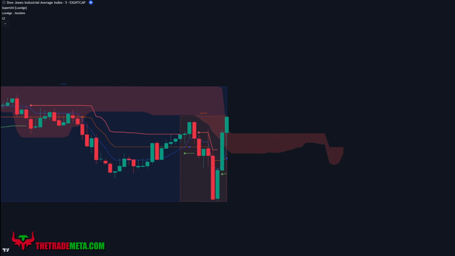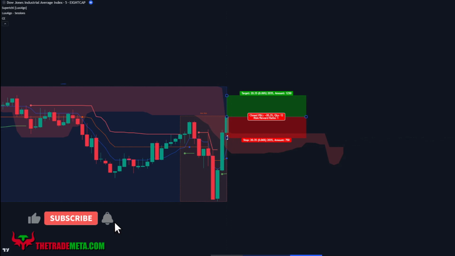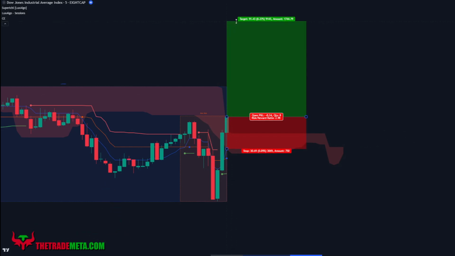So, our third and final condition is we need price to break out above the cloud, and we enter our trade at the close of the candle. We place our stop loss at the bottom of the cloud or at the chandelier exit line, whichever is closer. Our take profit is going to be 3 times our risk.